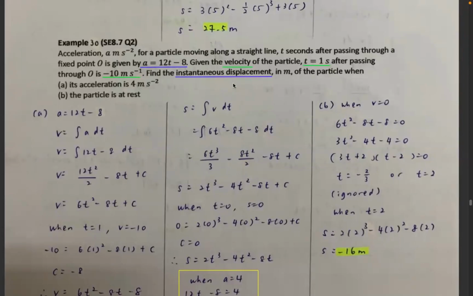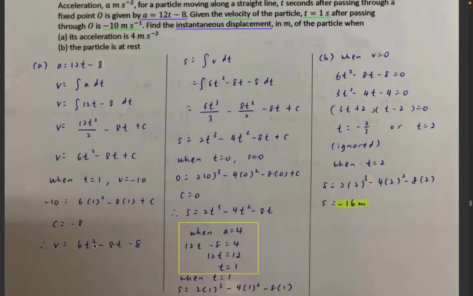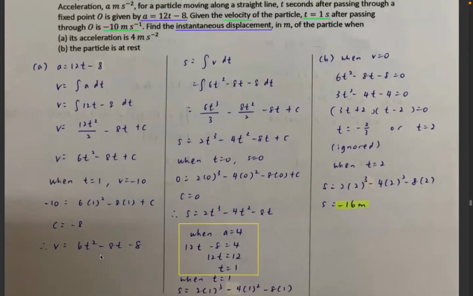B, find the instantaneous displacement of the particle when the particle is at rest. When the particle is at rest, that means v equals 0. We found the v equation just now, 6t squared minus 8t minus 8. So we let it be 0. Then I divide every term by 2. So we have this general form. And then we do factorization.